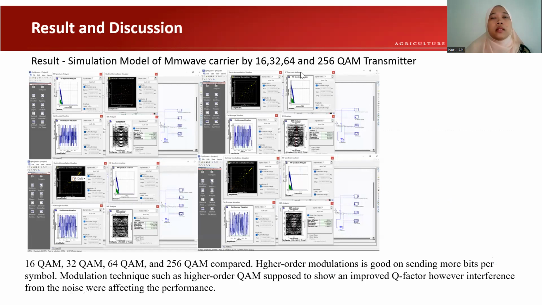Just now I tested the outcome with 16, 32, 64, and 256 QAM transmitters. Higher order modulation is good for sending more bits per symbol. A modulation technique such as higher QAM is supposed to show an improved Q factor. However, I obtained a lot of interference from noise that affected the performance of the eye diagram, so the higher QAM I applied, the lower Q factor I achieved.